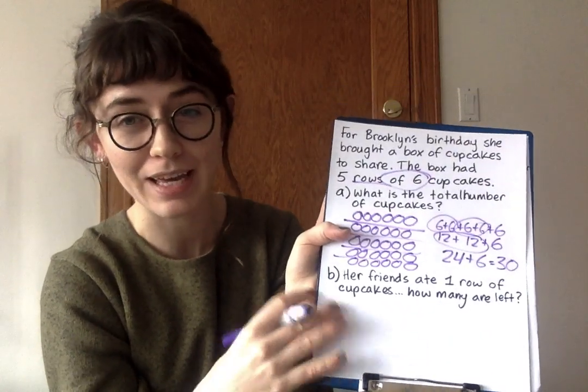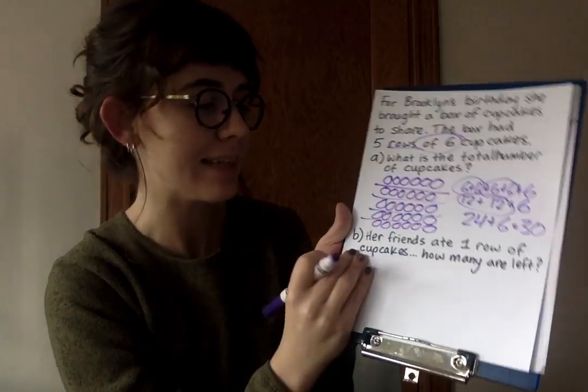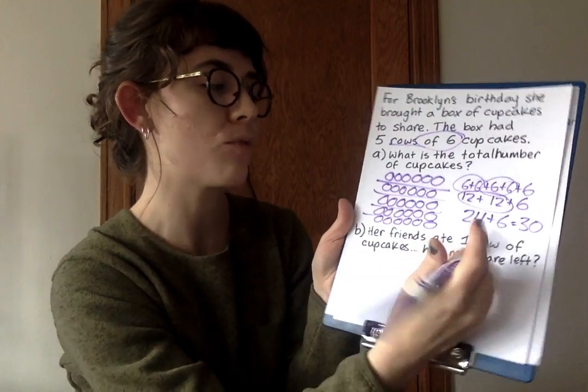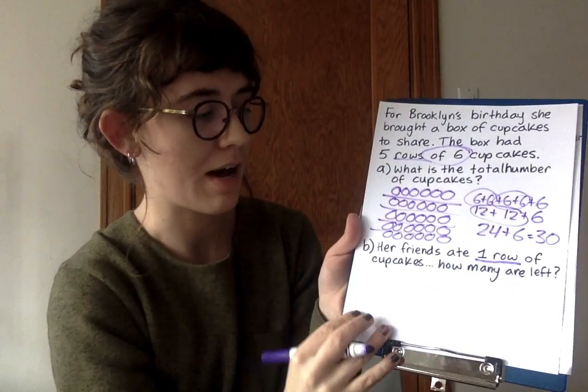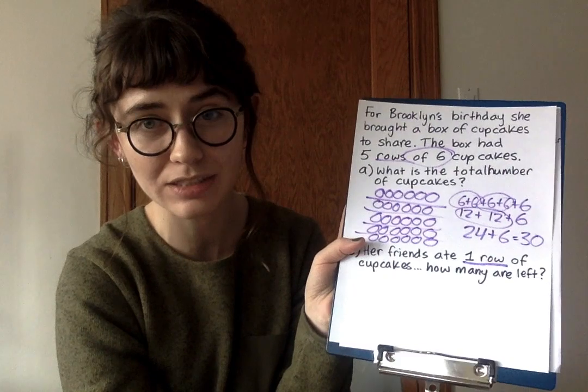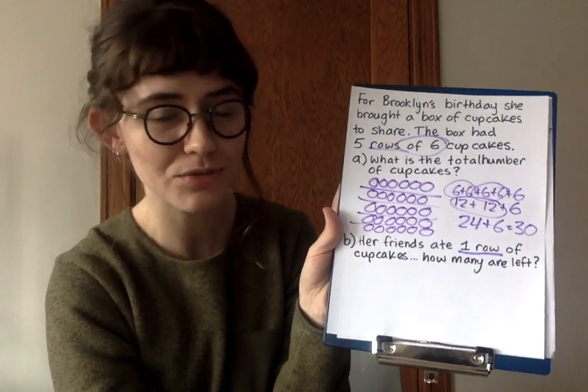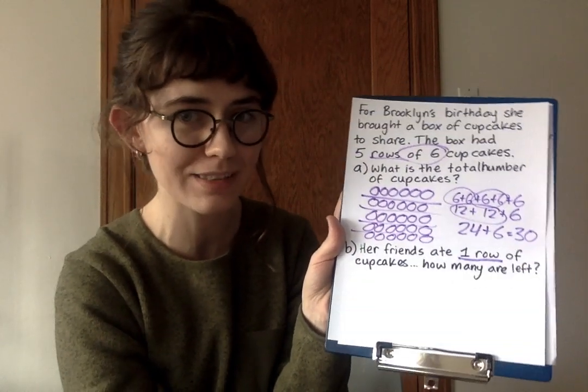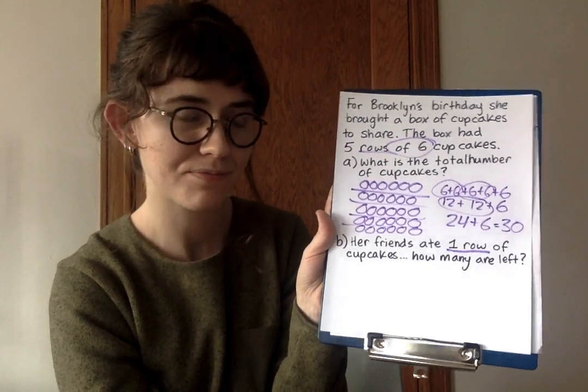Now let's try part B. It's a little trickier. Part B says her friends ate 1 row of cupcakes. So how many cupcakes does she have left? Go ahead and try that one on your own. And then when you're ready to see what I do, press play.